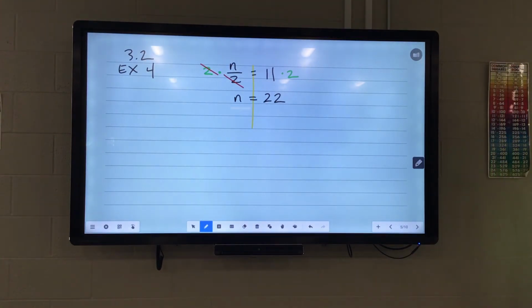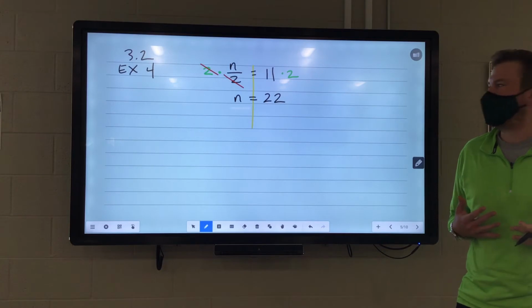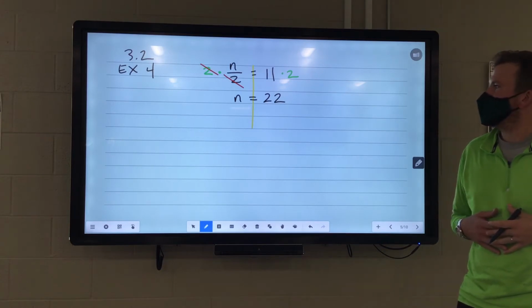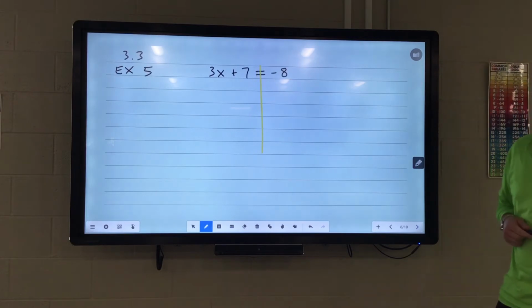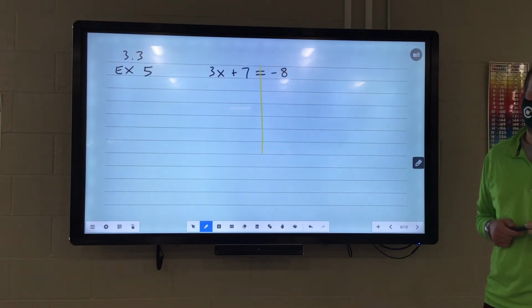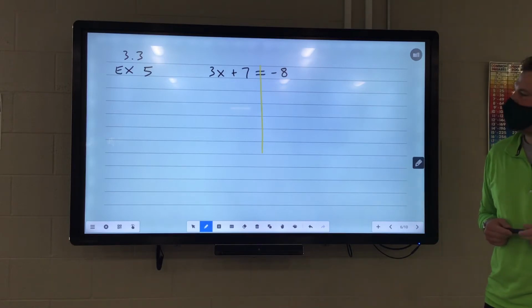Those last two problems were from section 3.2. Now, 3.1 and 3.2 probably should have been blended together to just be one-step equations. Because once we get past 3.2, we move on to ones like this where we're going to have to do more than just one step to isolate our variable. So, same question applies. Why is x not alone on the left side of the equation?